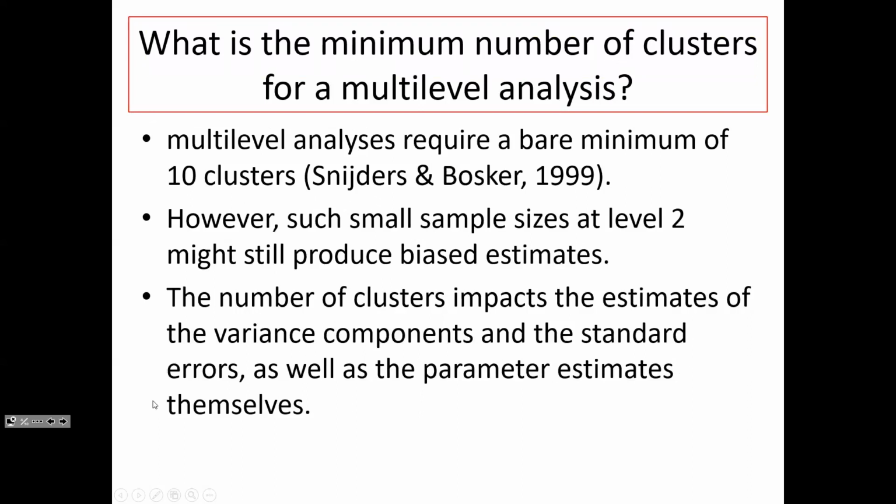Well, way back when, Snijders and Bosker said multi-level analyses require a bare minimum of 10 clusters. And that was sort of made up, but it seems kind of reasonable. And I'm going to show you, Maas and Hox did a simulation study that would suggest that 10 is a pretty good minimum. But again, at such small sample sizes, that gets you a model, but we might still have bias in our estimates, right?